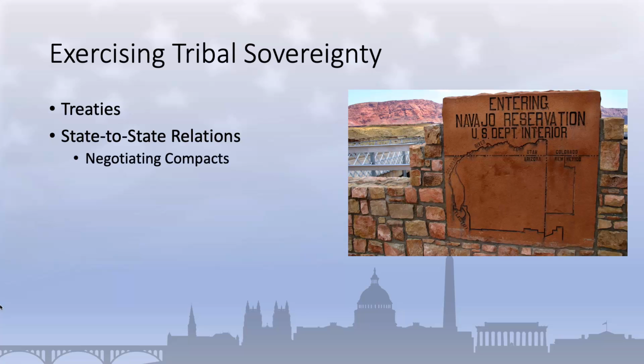This can include strategies like negotiating compacts, which are legally binding contracts with state governments that address specific issues like gaming or taxation. Tribes have also entered into intergovernmental agreements with state and local governments to coordinate efforts and collaborate on various projects and initiatives. These agreements can cover a wide range of issues, including education, healthcare, transportation, and emergency management.